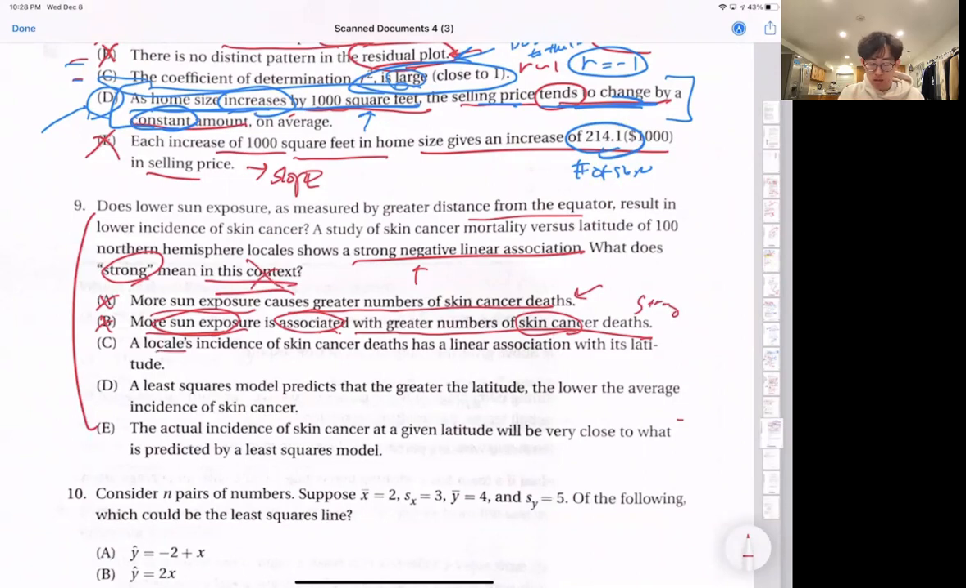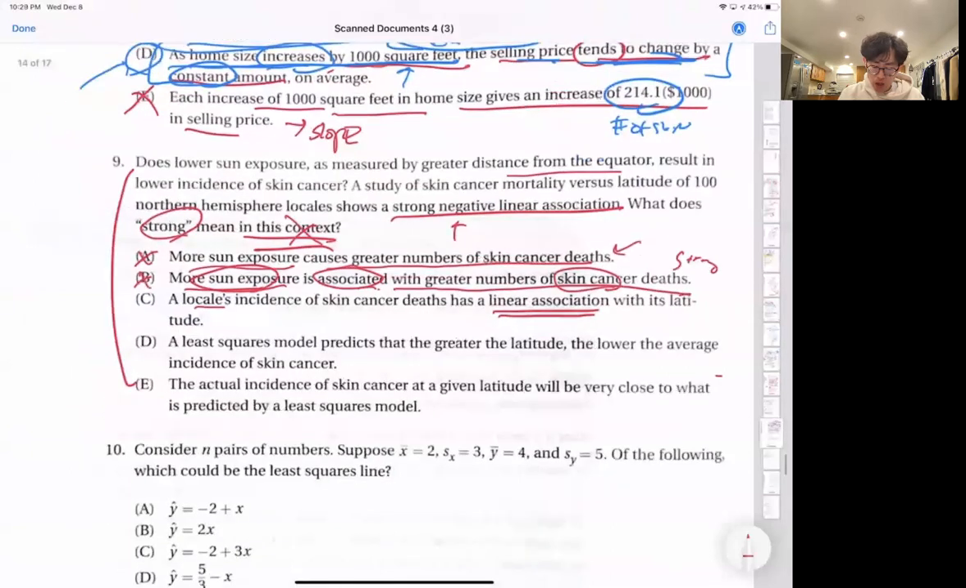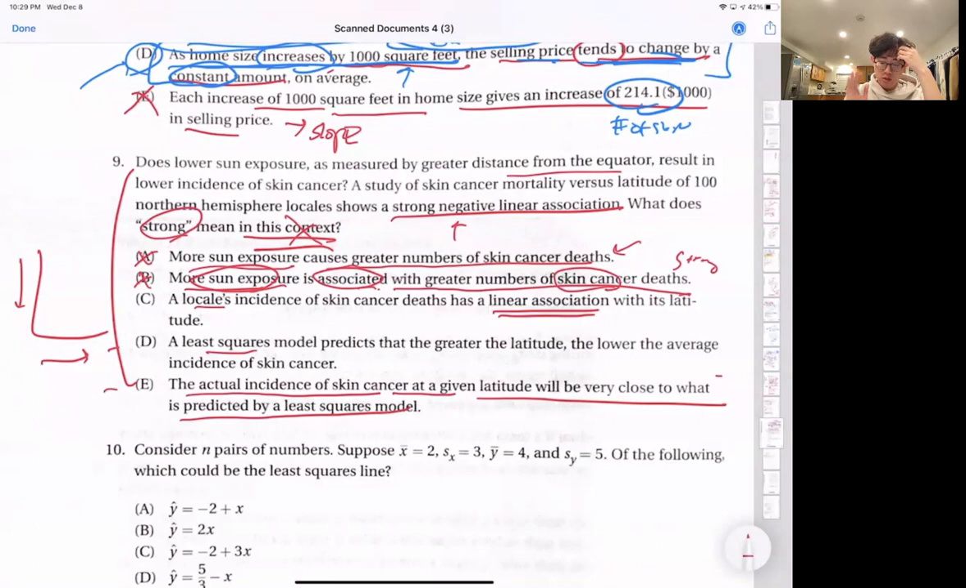A locale's incidence of skin cancer deaths has a linear association with its latitude. Okay, it could have a linear association, but it's not talking about the strength. A least squares model predicts that the greater the latitude, the lower the average incidence of skin cancer. So we are using a least squares regression model to predict that. Okay, I like D, but let's read E here. The actual incidence of skin cancer at a given latitude will be very close to what is predicted by the least squares regression model. Okay, all right, so let's talk about the strength here.